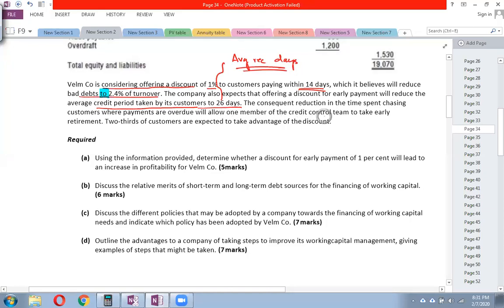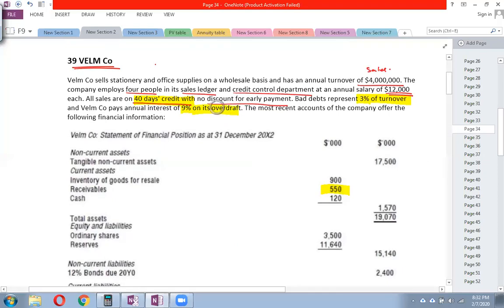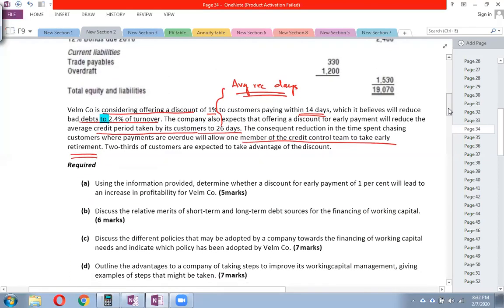The consequent reduction in the time spent chasing the customers where the payments are overdue will allow one member of the credit control department to take early retirement, right? Remember, we have 4 people working for us and we are paying each one of them 12,000. So that means our current cost is 48,000. Now, if one of them gets early retirement because of the early payment discount, our cost will be reduced to 36,000. 12 multiplied by 3 people now, right? So we'll be saving 12,000, right?